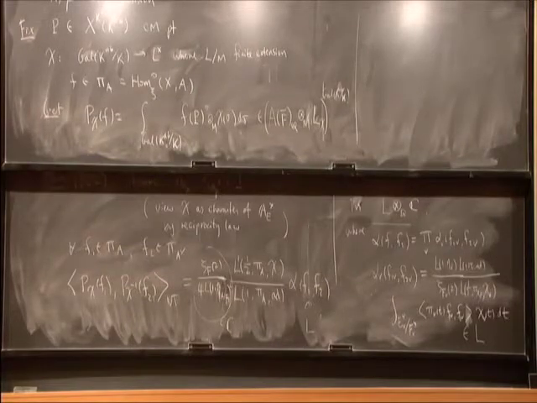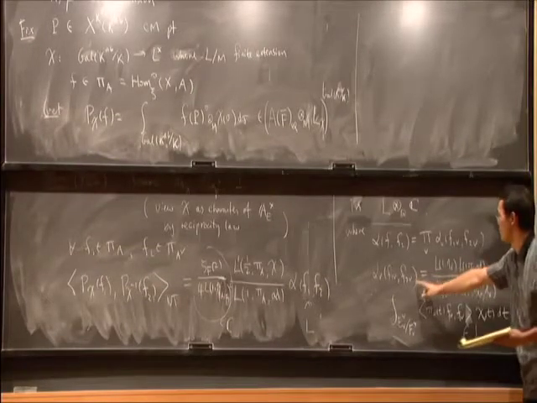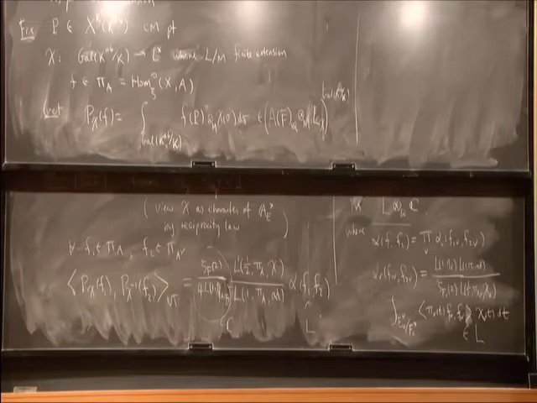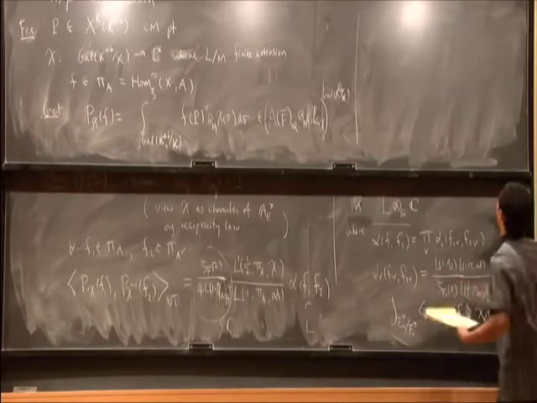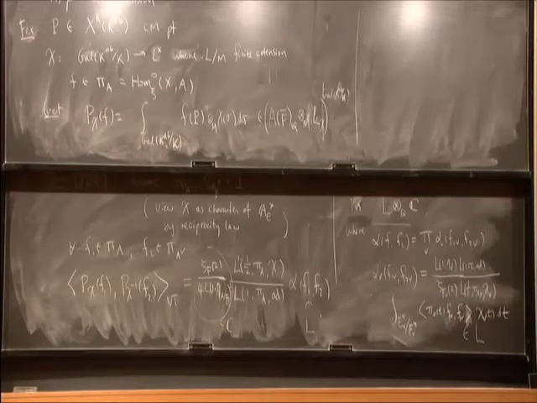So OK, I should mention one thing. This one equals 1 for almost all, otherwise it doesn't make sense. This one, alpha V, equals 1 for almost all V. I'll stop here.